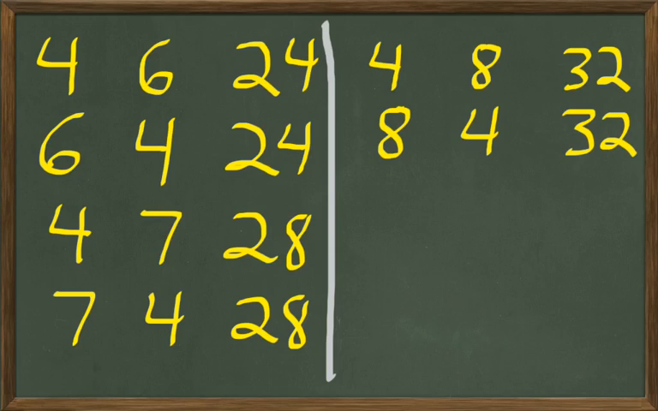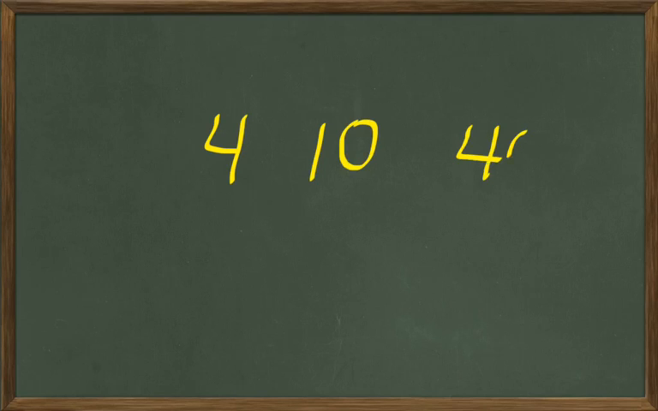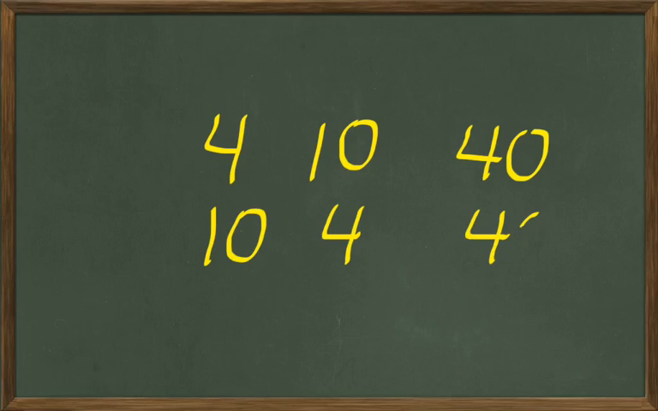How about 4 times 9? 4 times 9 is 36. And 9 times 4 is also 36. Okay, we only have a couple more of these to do. In fact, one more set. Here's 4 times 10. 4 times 10 is what? It's 40. And 10 times 4 is also 40. Okay, I think we'll stop there. Those are pretty high numbers, aren't they? 40. All right.